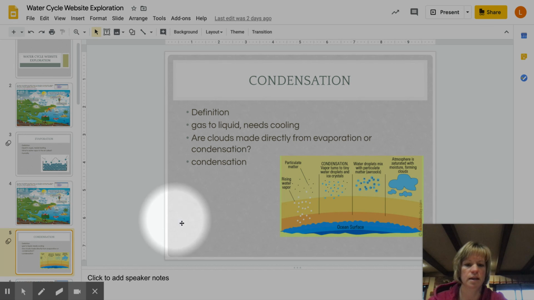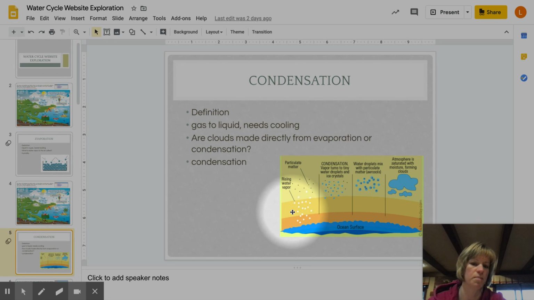So as I highlight over here, this first section is showing evaporation. You can see it says rising water vapor. Now, this business of particulate matter is a fancy way basically to say volcanic ash. There's ancient volcanic ash, little tiny bits in our atmosphere, and that actually gives the water something to condense around. And so here is actually cloud formation.